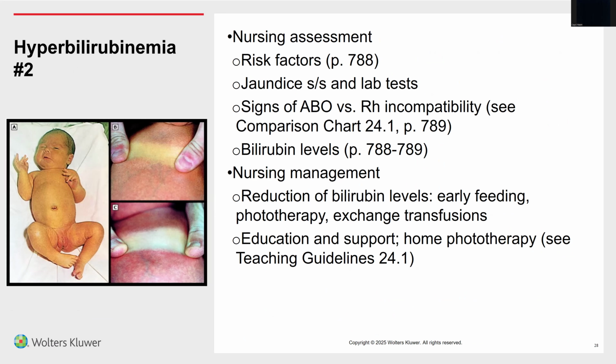So risk factors include bruising at birth, prematurity, history of a sibling that had jaundice at birth, inadequate feedings or breastfeeding, hemolytic disease, birth injuries such as cephalohematoma, polycythemia, Down syndrome or other genetic diseases, family history of hemolytic disorder, maternal diabetes, and male sex of the baby. We are going to be assessing for the signs and symptoms of jaundice and checking the labs.